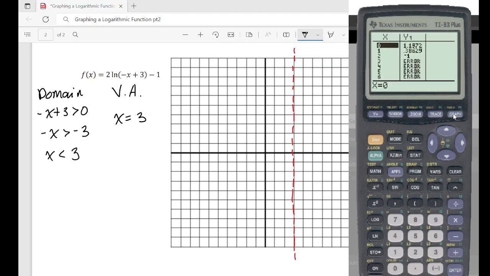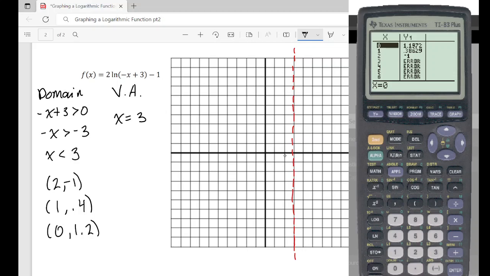Second graph, get our function values. Now we have a bunch of errors after 3, which again, not a big deal. That's what the domain says. So everything has to be less than 3. So I'm going to pick the first value, 2, -1. Then I'm going to pick 1 and 1.4. And then I'm going to pick 0 and 1.2. Now I'm going to graph these.